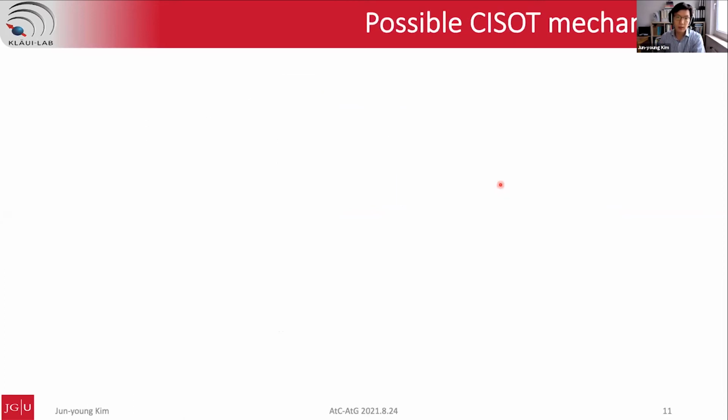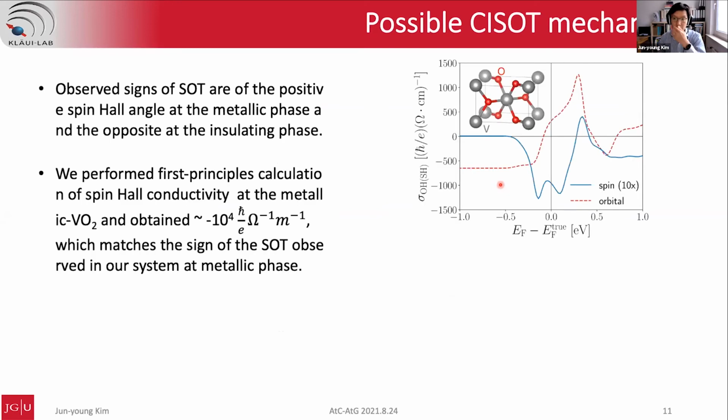We discussed this with our theorist colleagues in Jülich, and they calculated the spin Hall conductivity of metallic VO2 and obtained a value of around minus 100 Siemens per centimeter, which matches the sign of the spin-orbit torque we observed in the high temperature phase, and roughly matches the magnitude of our signal.